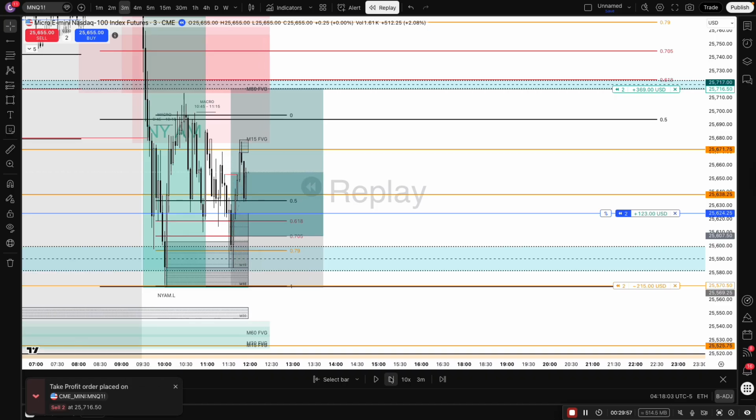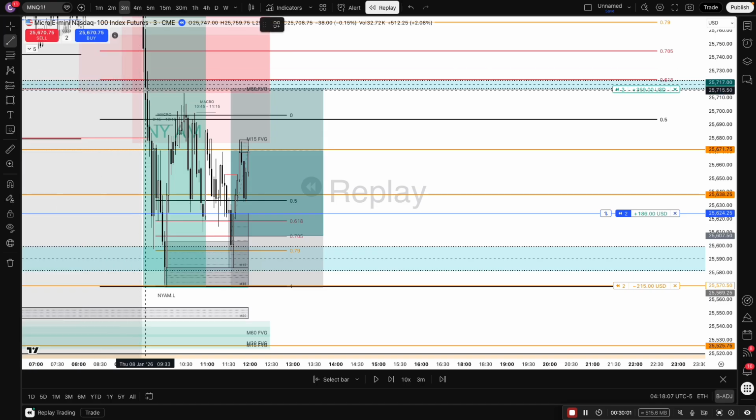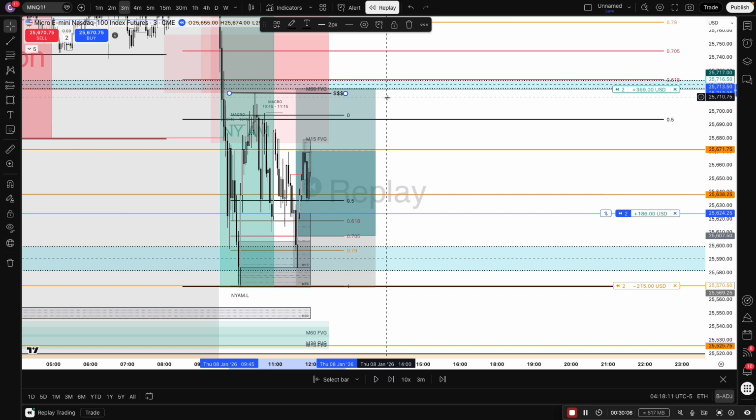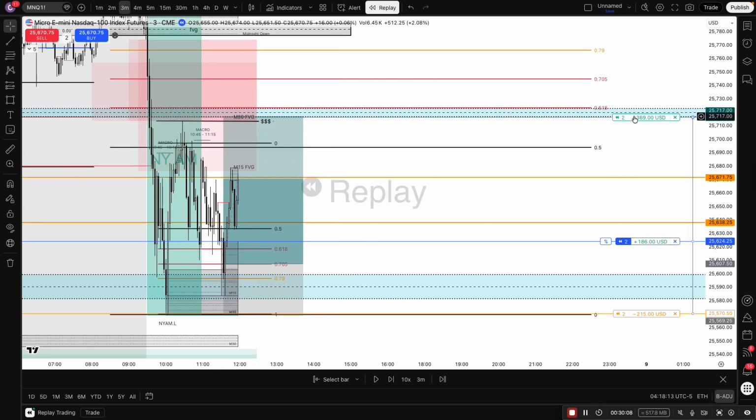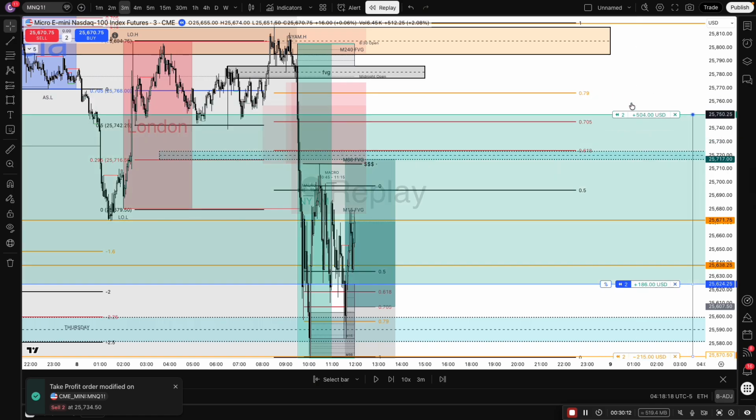Okay, and I want to see us get our big partials out at this external high. This is what I call generated mitigation and generated liquidity. And we do have time. We do have areas to run up here, these deviation levels that we did not touch. It also aligns with this 0.618 now.